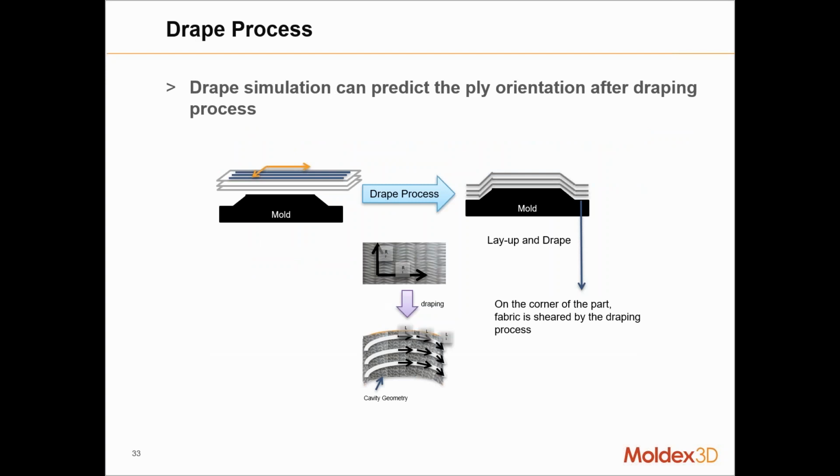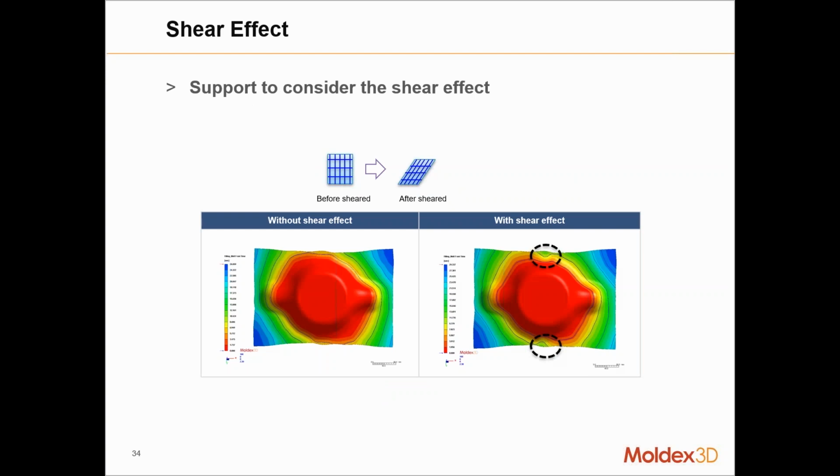The draping process, we can determine how the fibers or the ply ends up being during the draping process prior to injecting resin. Okay. Moldex3D or simulation supports shear effect on the mat itself, okay? We can see that there is difference with taking shear into effect and not taking shear into effect.